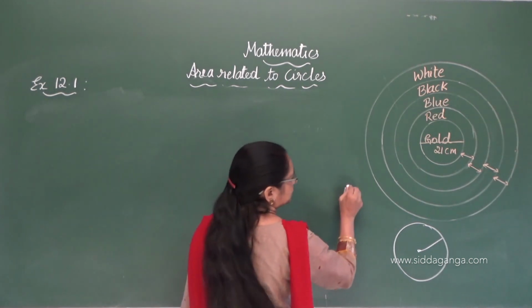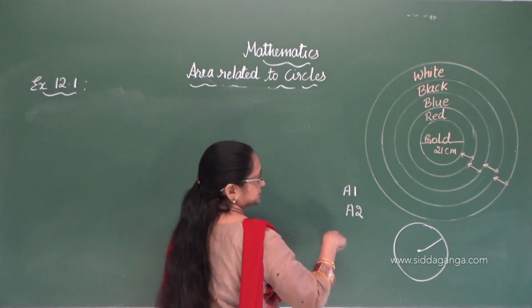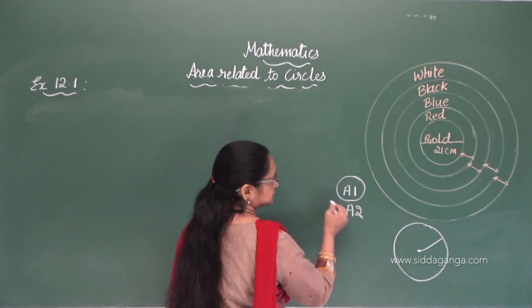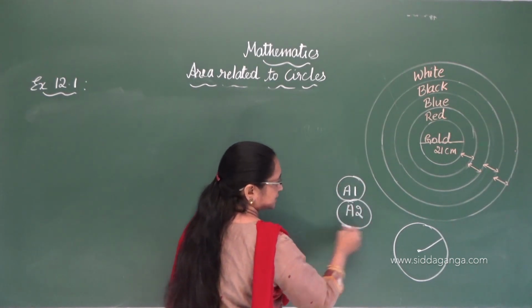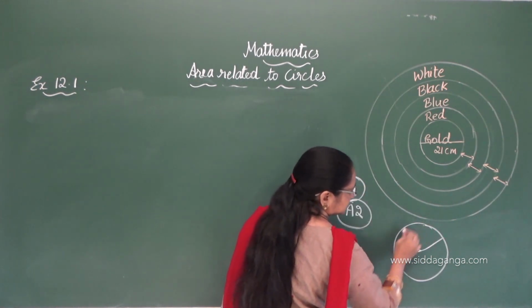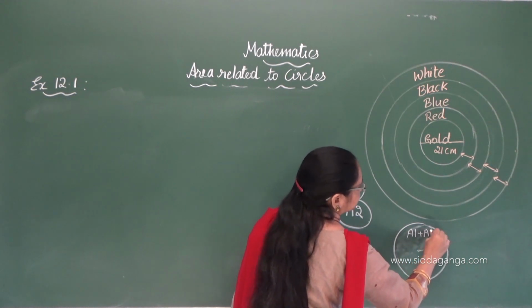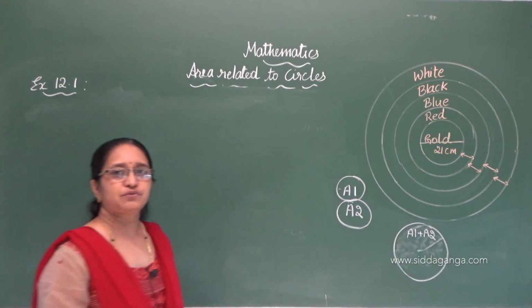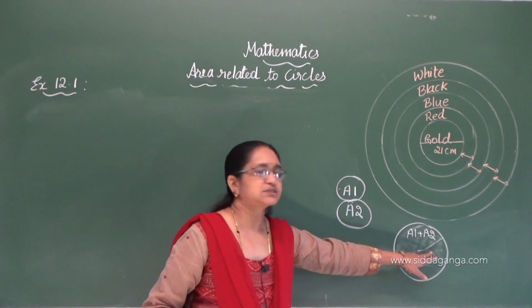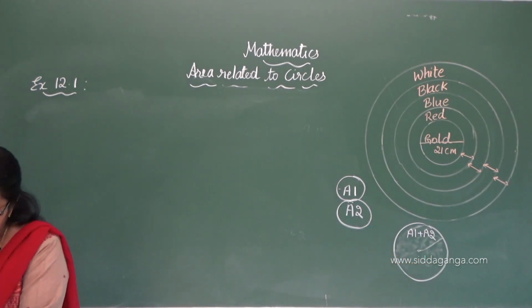Suppose you take A1 as one circle's area, A2 as another circle's area. Then the area of these two together is A1 plus A2. Okay, you have to find out the radius again. So let us try to solve this.